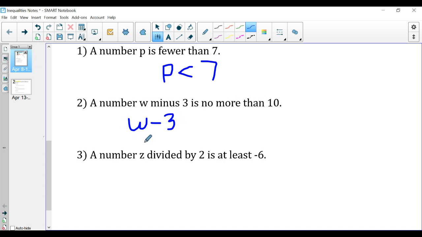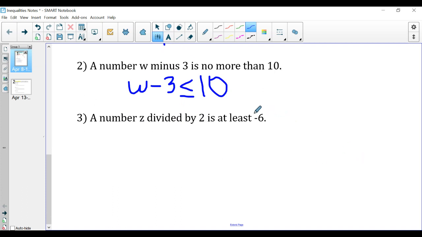So that means this has to be smaller than, but remember we said it could be 10. So it's less than or equal to. And there's your inequality. Okay, that's all you got to do there. Okay, so why don't you guys go ahead and try this last one? So try number 3 on your own and see if you can write that.